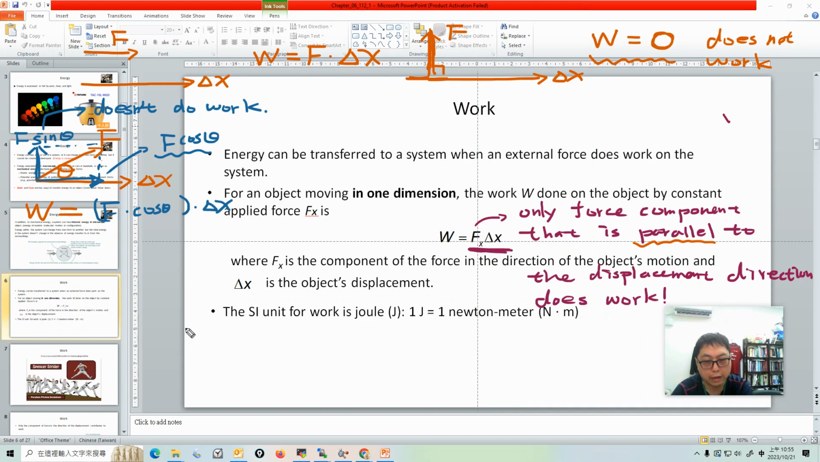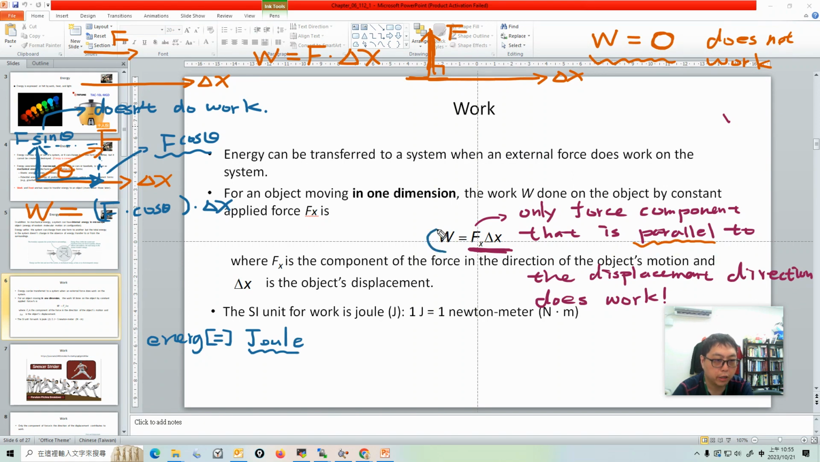Okay, so next is the unit of work. Work is, like I said, the expression of energy. And for energy in our textbook, or in the SI system, we always use the joule as the main unit of energy. So work is a kind of energy, so the unit of work is also joule.